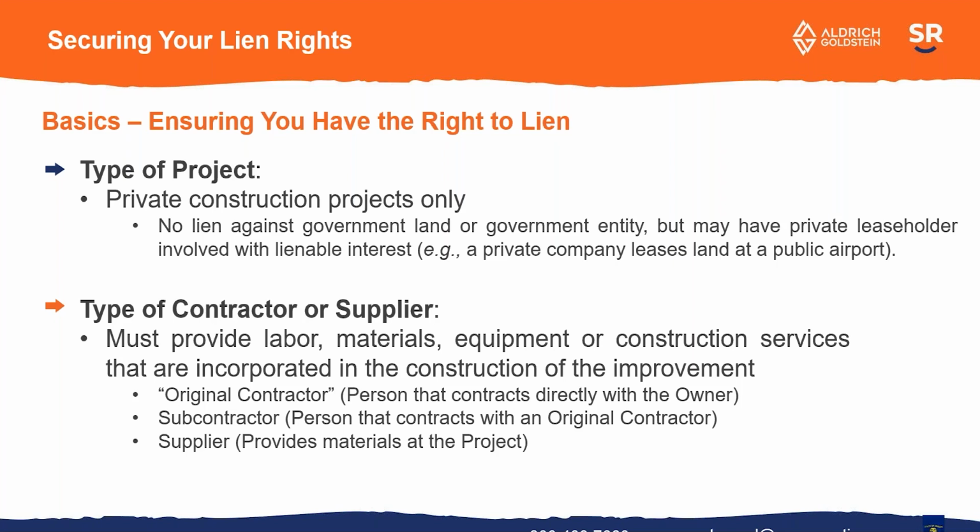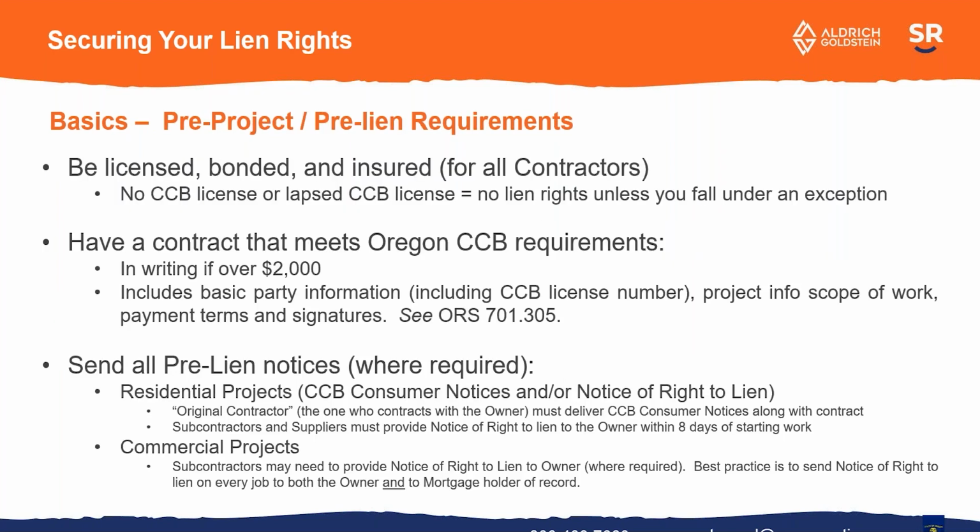So, private projects only. You need to be a contractor or supplier that provides labor, materials, equipment, or services that are actually incorporated into the improvement, into the building that you're working on. So if you're just manufacturing materials off-site, the project goes belly up and those materials never actually get incorporated into the project, you may not have lien rights. So you've got to be doing construction work on the project.